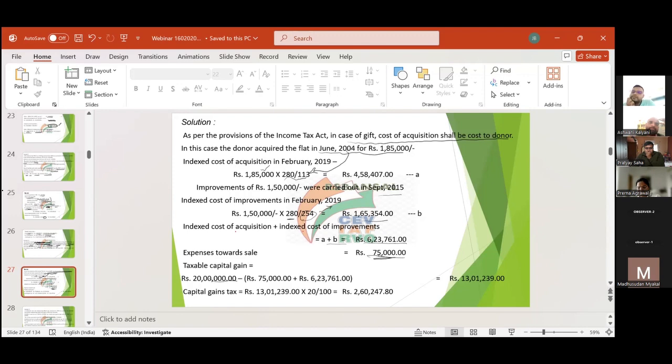So taxable gain you can calculate. This is 13,01,239. And you calculate capital gain tax. Otherwise, your calculations work here. If you want to calculate taxable gain, you can calculate.